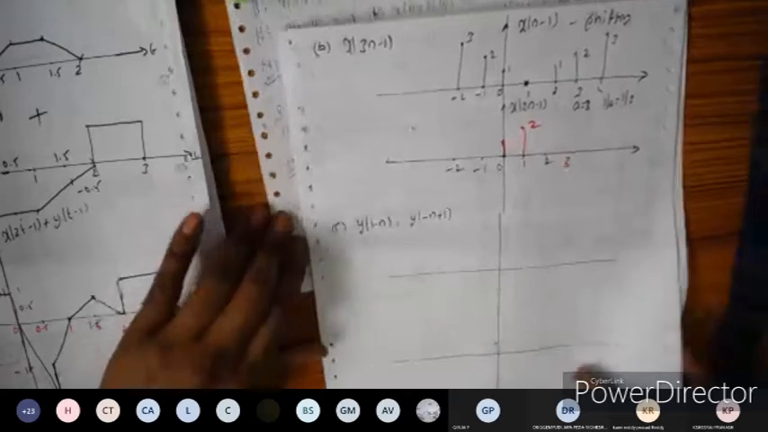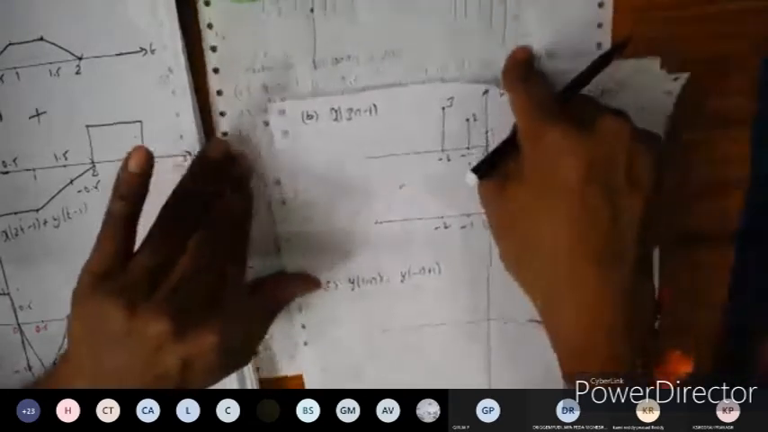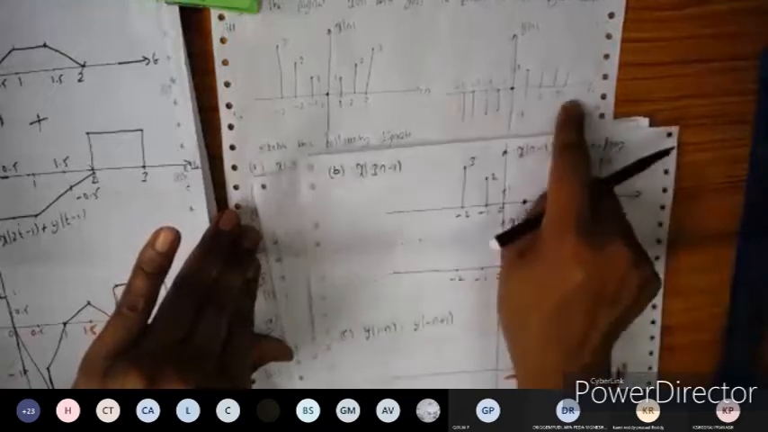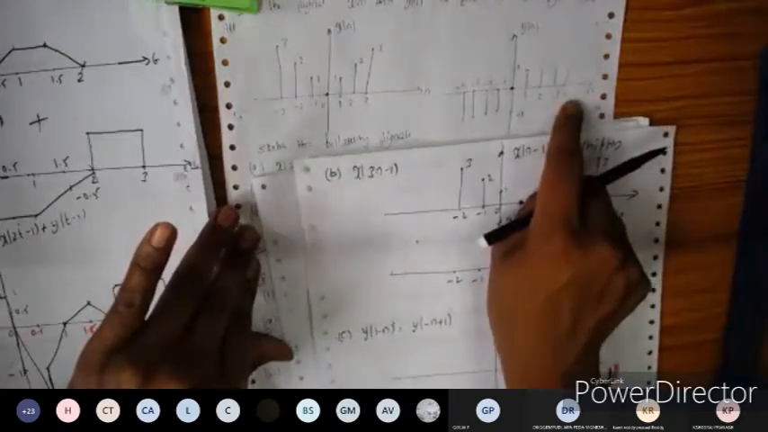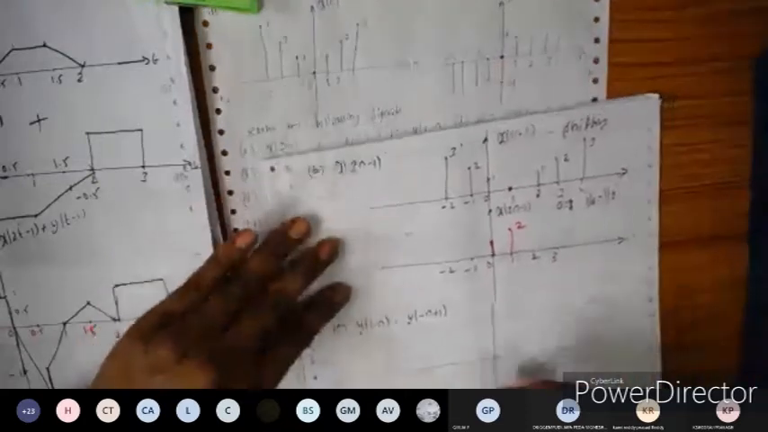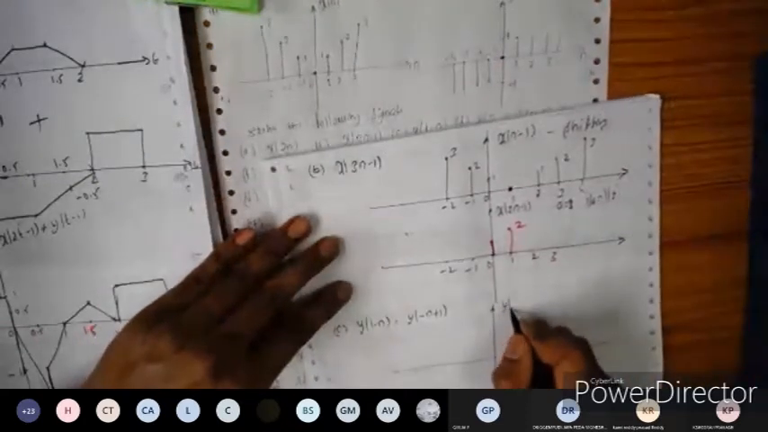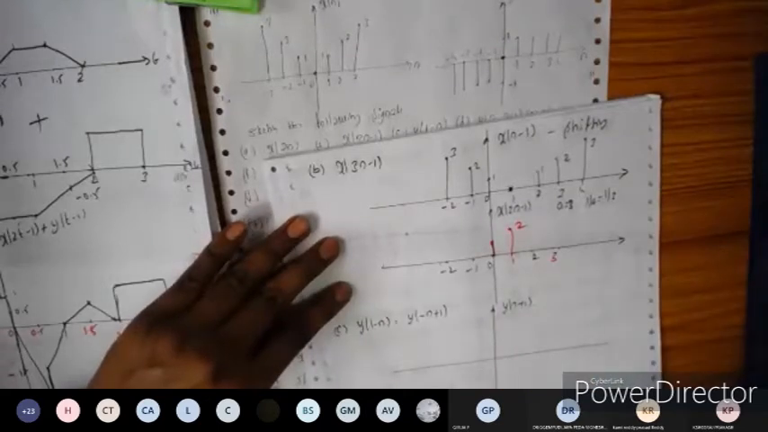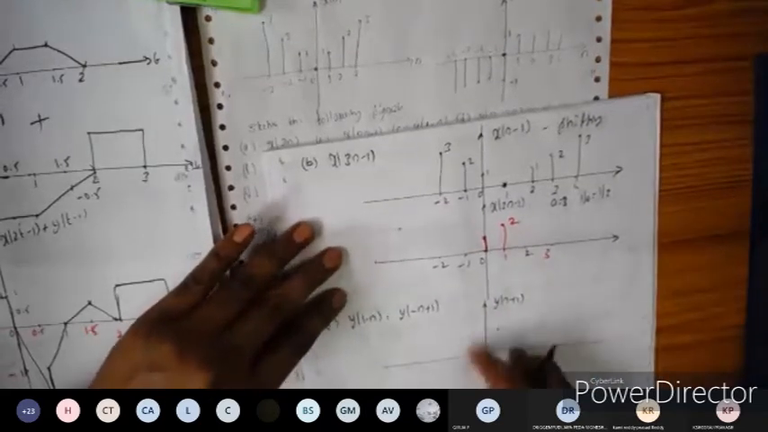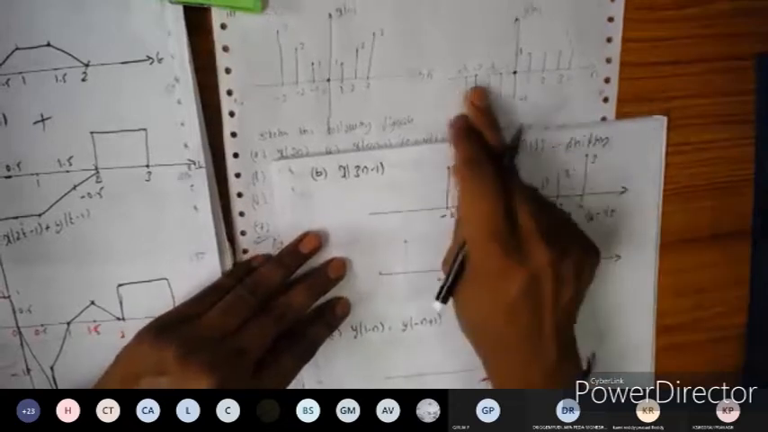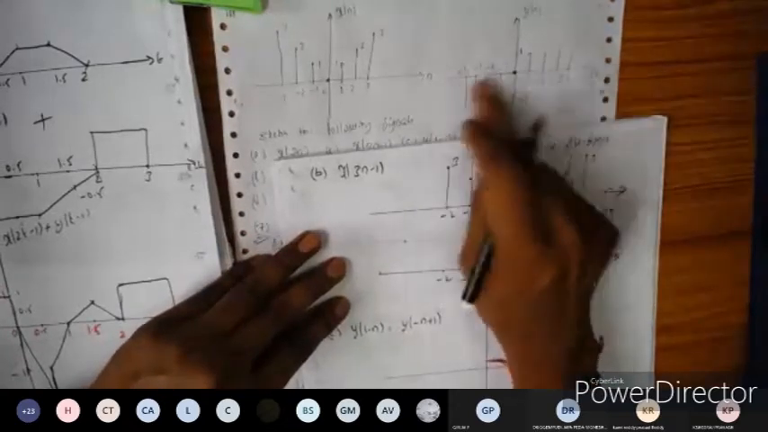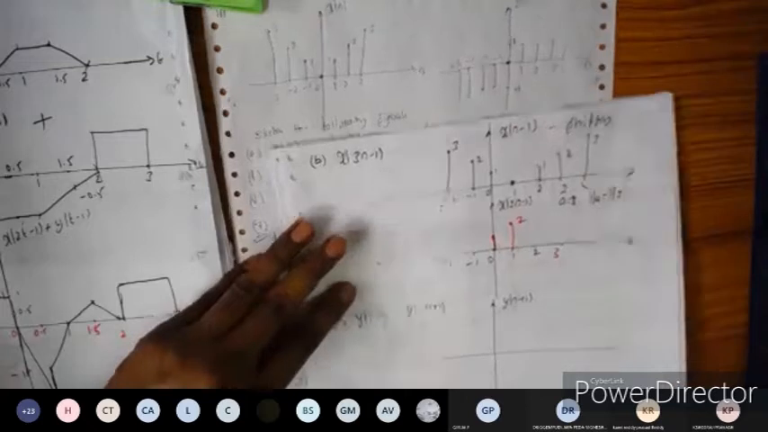So first let us perform the shifting here. So this is the signal y of n. It has been defined from minus 4 to plus 4. So first let us perform the shifting operation, y of n plus 1. Later we'll take the reflection here. Y of n plus 1 means the signal will be shifted towards the left side by 1 unit here.